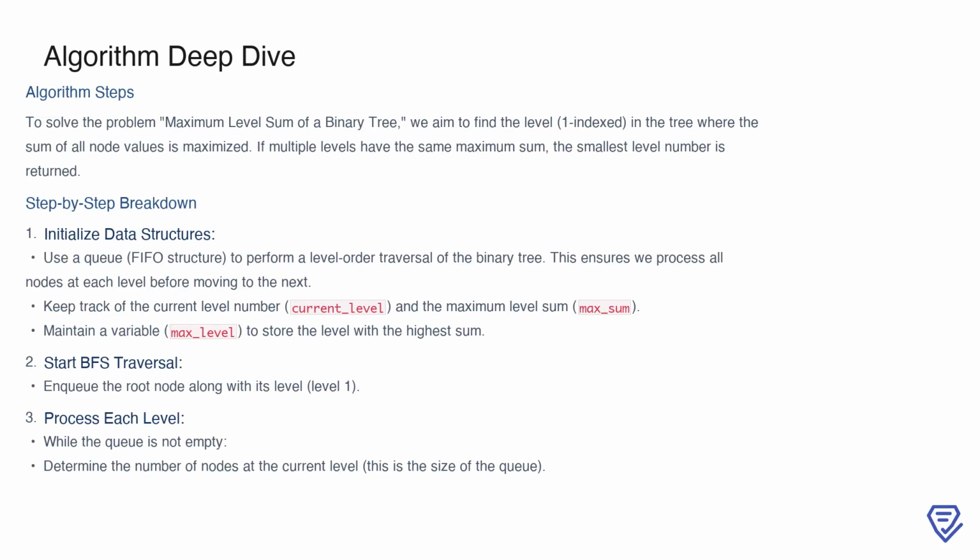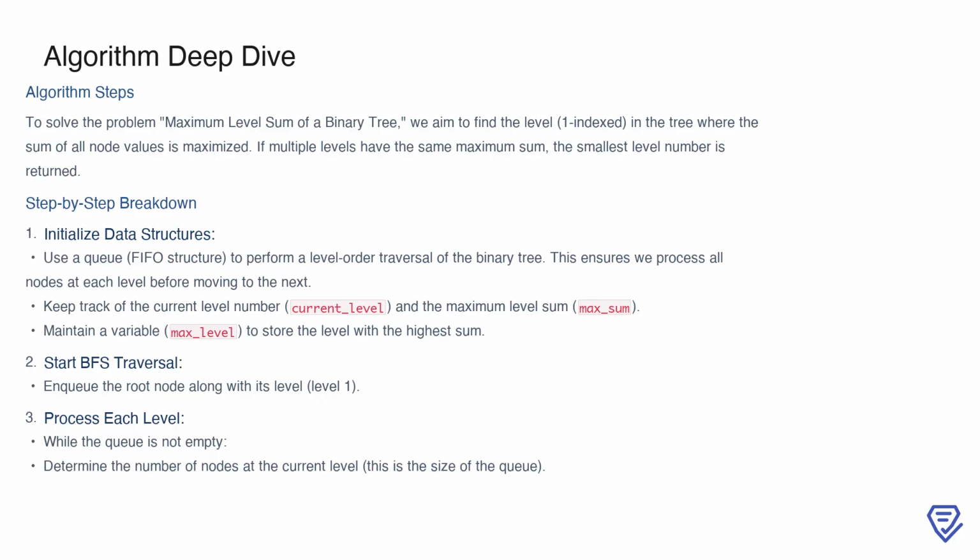To solve the problem of finding the maximum level sum of a binary tree, our goal is simple: determine which level of the tree has the highest sum of node values. If there's a tie, meaning multiple levels have the same sum, we return the smallest level number. To achieve this, the algorithm follows a step-by-step approach. First, we initialize the necessary data structures.